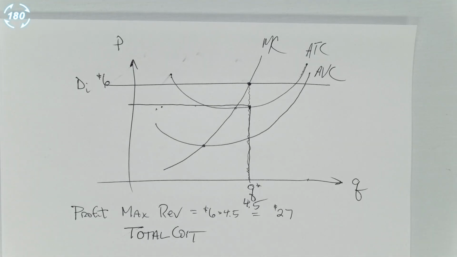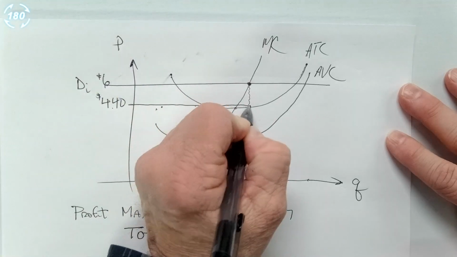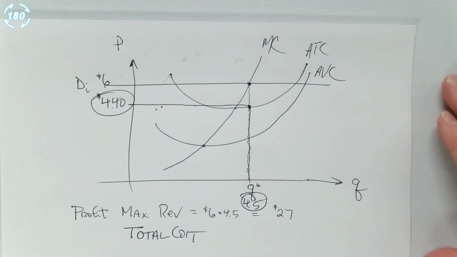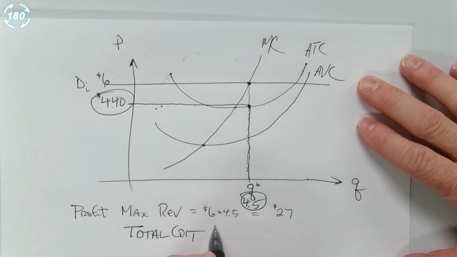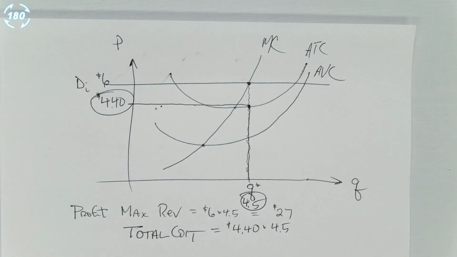I'm doing this in reverse here, which is a dangerous thing to do, but I want to make the point. 20 divided by 4.5, so it's going to be close to 4.4, okay? So this is $4.40. What if that's $4.40? Okay. So total cost will be the product of these two. $4.40 times 4.5 units, right? That's the total cost, which is going to help us find total profit. So this is 19.8.